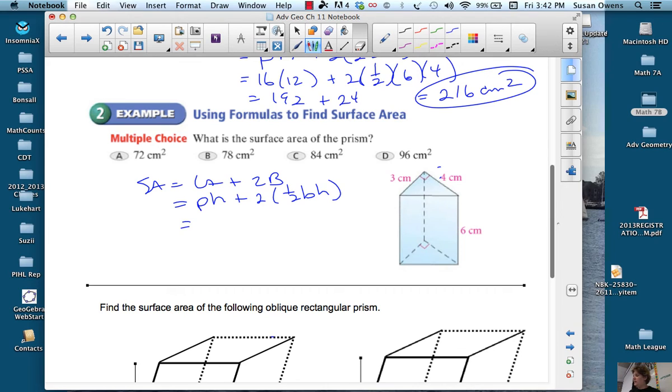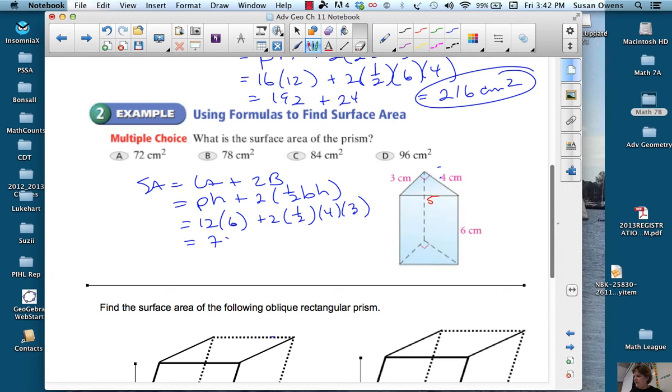So the perimeter is going to be, it's a little 3, 4, 5 right triangle, so this is going to be 5. So the perimeter is going to be the 7 plus 5, which is 12. The height is 6. The base is 4, the height is 3, so 4 times 3.